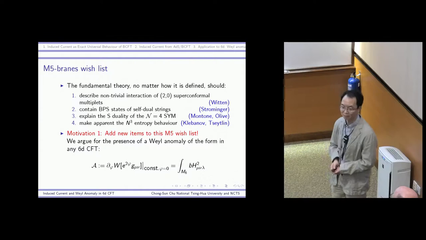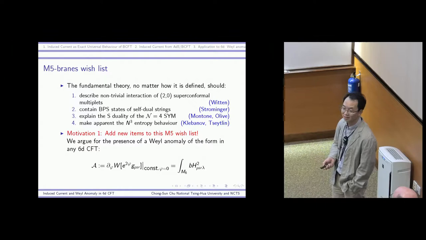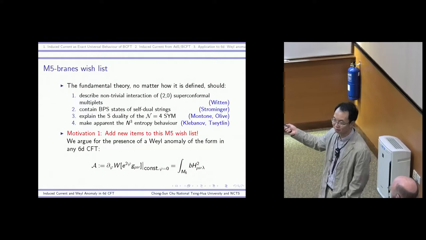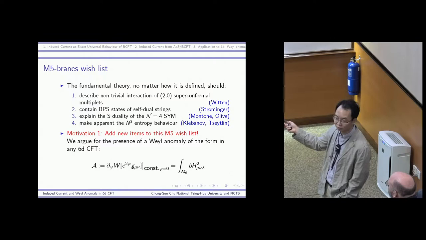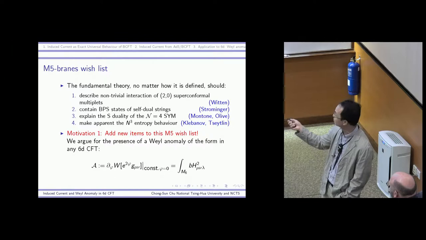A CFT, not an SCFT. You're not assuming supersymmetry. It's not necessarily supersymmetric here. I haven't imposed supersymmetry. So this is even more general. For any six-dimensional CFT in which this is not self-dual, our prediction from AdS/BCFT will be this.